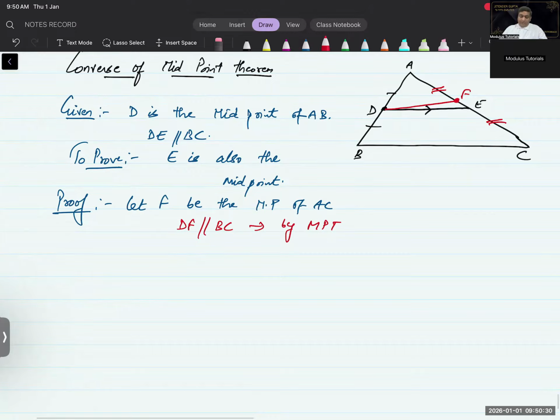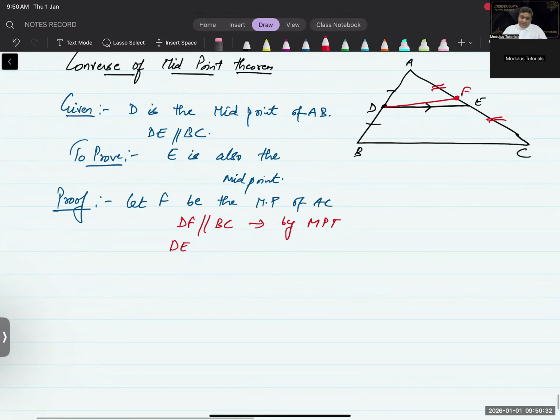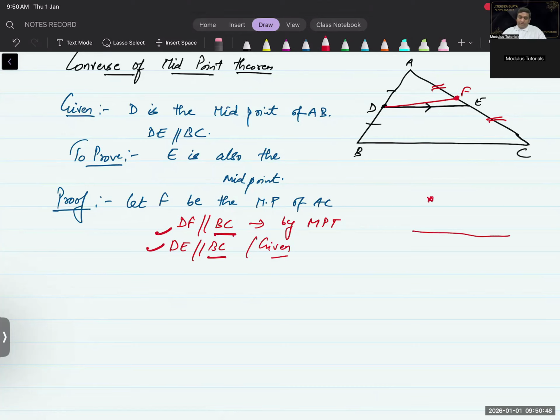But the problem is, it is given to you, DE is also parallel to the same base. This is given. For a given base, from a given point, only one parallel is possible. With respect to a given base BC, like this is the line, from this point there is only one parallel line possible, right? So if you want this to happen, both should happen. That means F and E must be coinciding, right? So that means E has to be the midpoint. We don't have a choice.